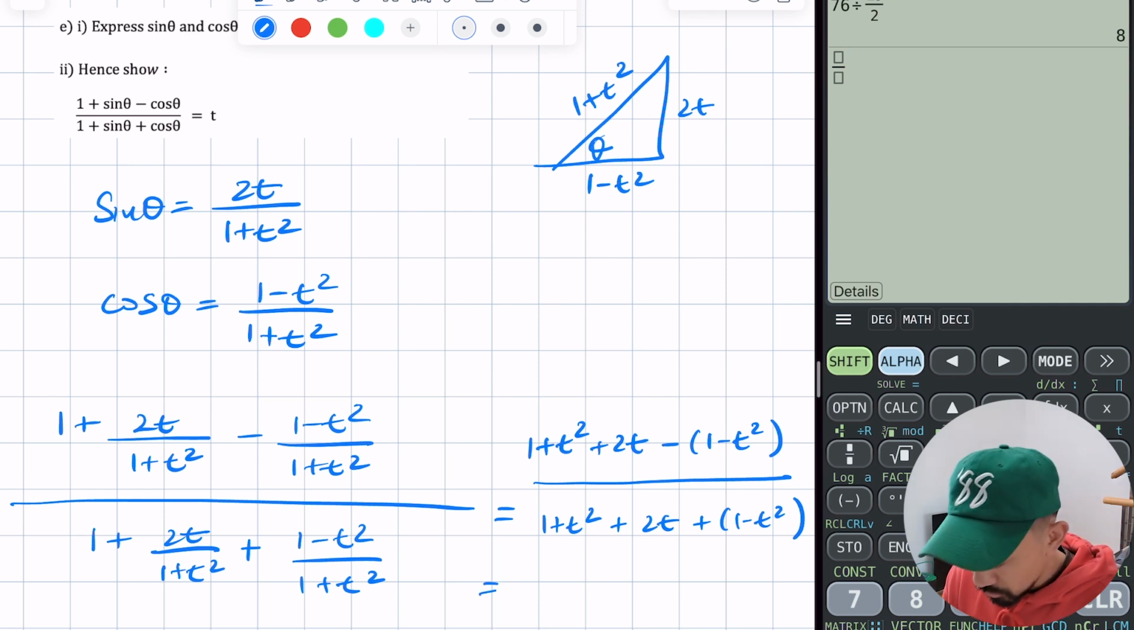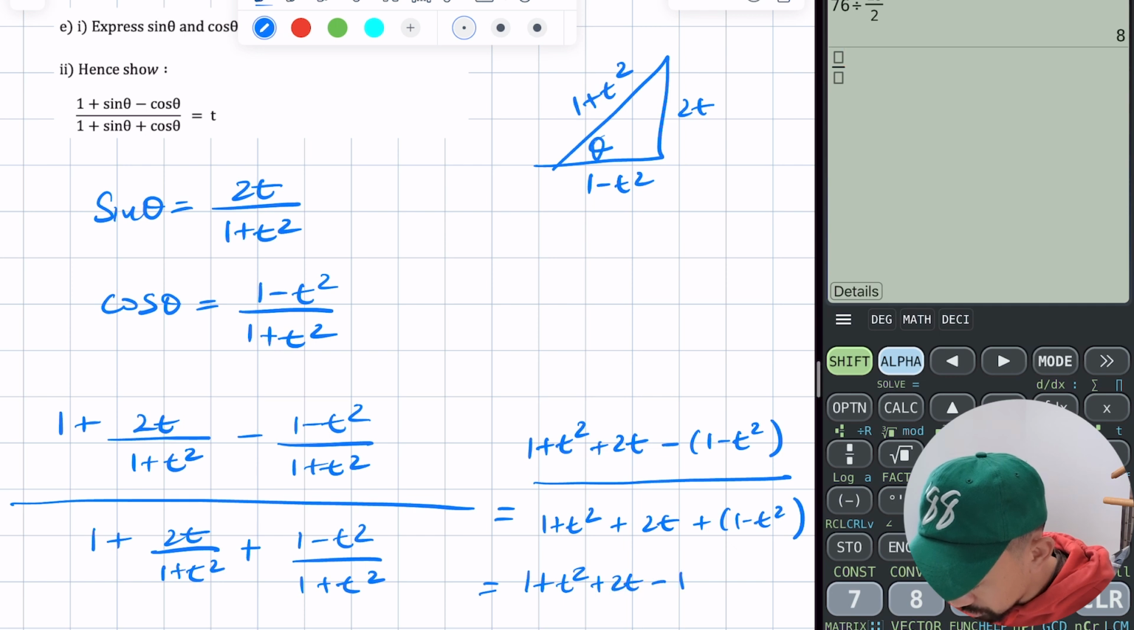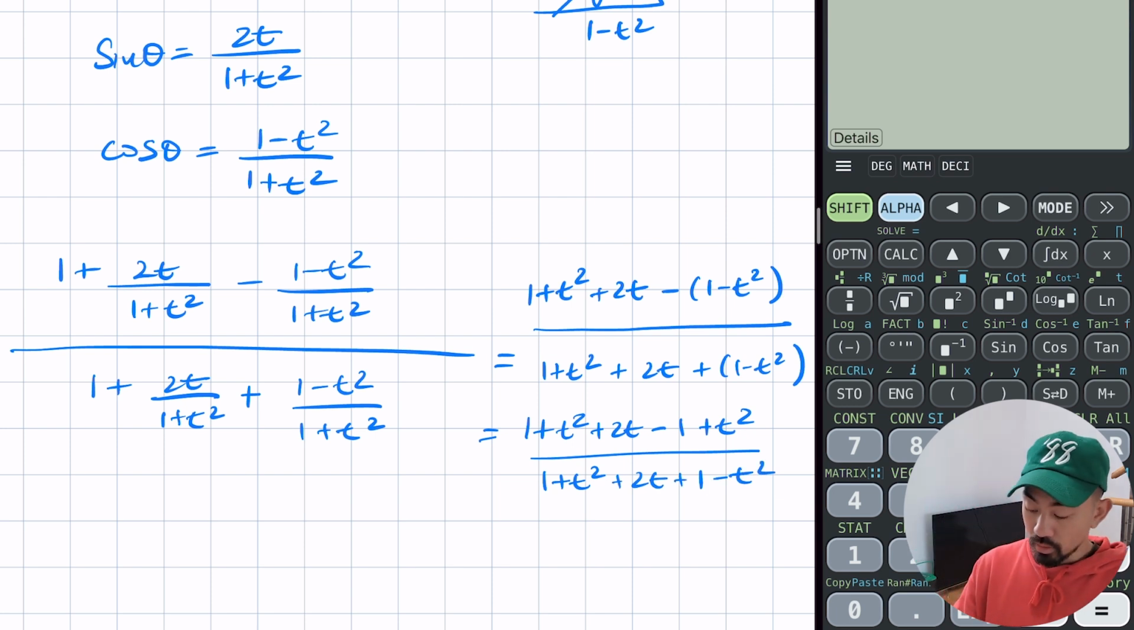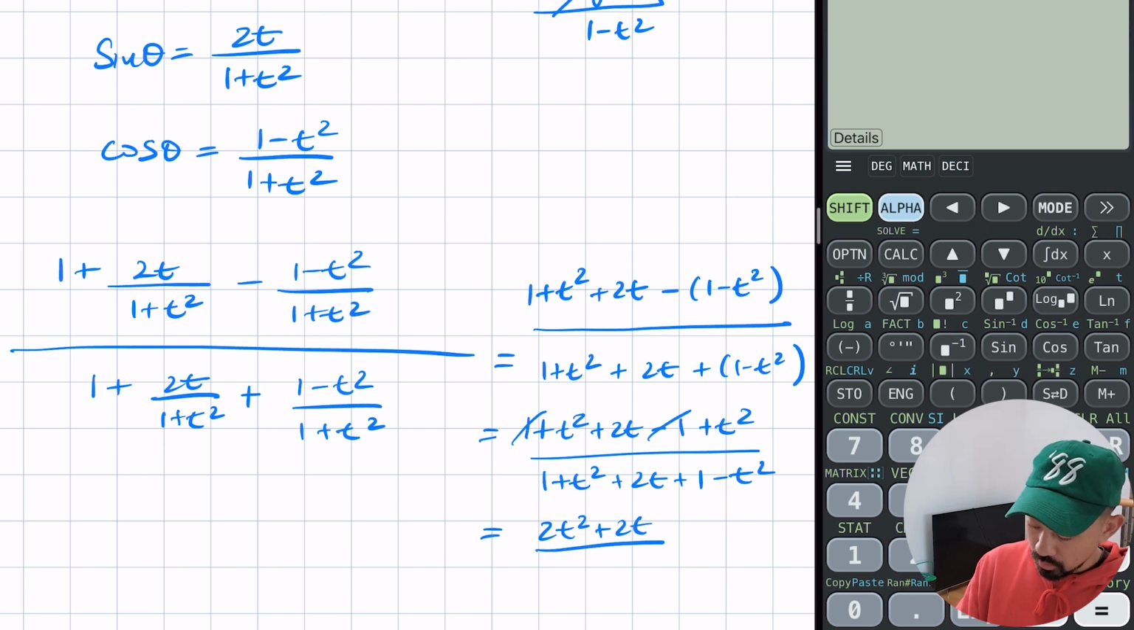Expand and simplify. So 1 plus t squared plus 2t minus 1 plus t squared over 1 plus t squared plus 2t plus 1 minus t squared. Okay, mouthful, but I think we're almost there. So 1 and 1 cancel. You've got t squared plus t squared. That's 2t squared plus 2t over. These t squareds cancel out. And the bottom looks like 2t plus 1.